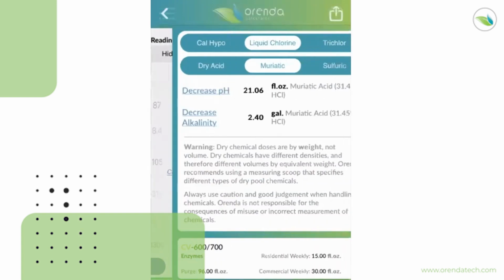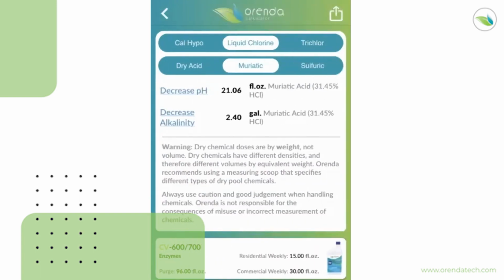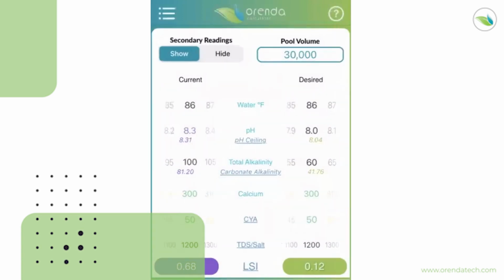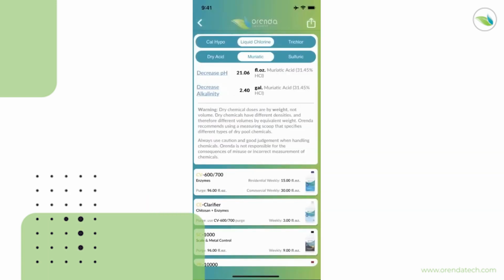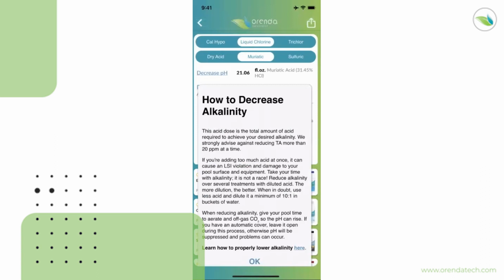We're going to get our dose, and we're going to get our 2 acid doses as we discussed before. We're going to ignore the pH one because we're doing the alkalinity reduction. So we would make the change. By the way, if you're watching on YouTube, it says 2.4 gallons to lower your alkalinity that much. Do not add 2.4 gallons at one time. If I tap on this decrease alkalinity, it says how to decrease alkalinity.